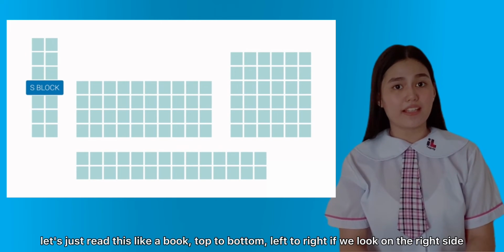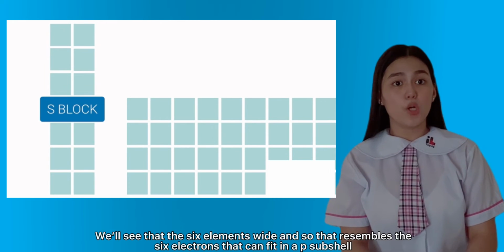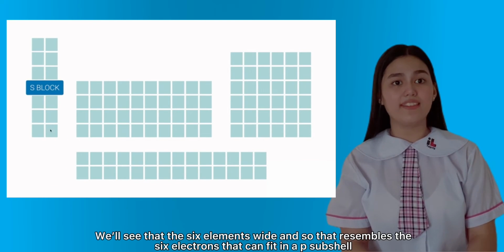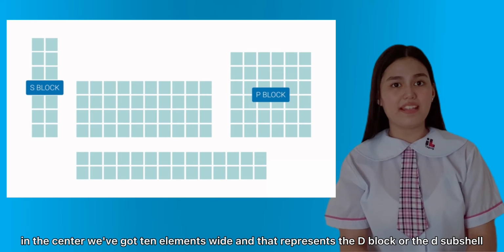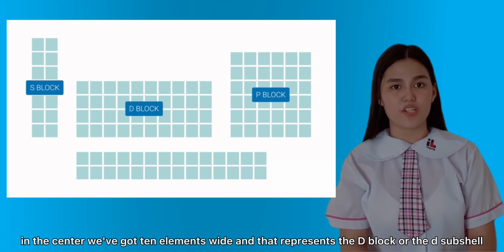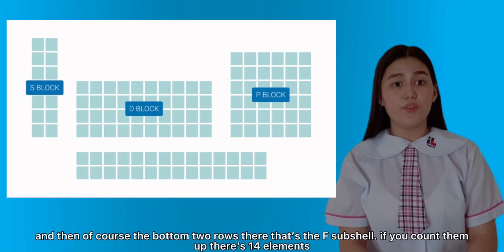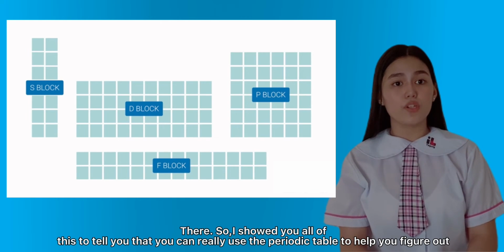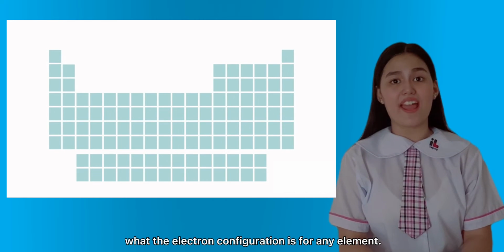Then let's read this like a book, top to bottom, left to right. On the right side, we'll see that it's 6 elements wide, and that resembles the 6 electrons that can fit in a p subshell. In the center, we've got 10 elements wide, and that represents the D block, or the D subshell. And then of course, the bottom 2 rows are the F subshell. If you count up, there's up to 14 elements there. So I'm showing you all of this to tell you that you can really use the periodic table to help you figure out the electron configuration for any element.